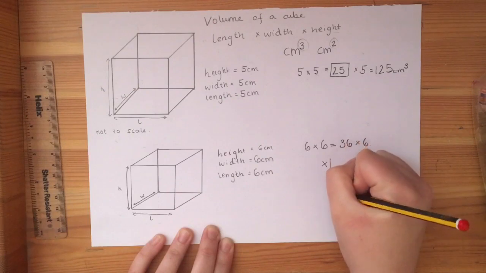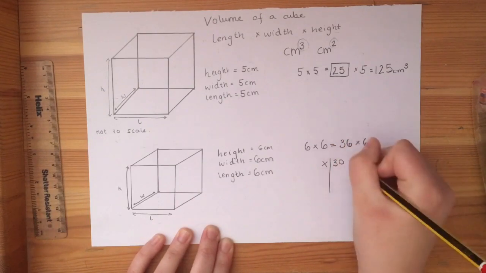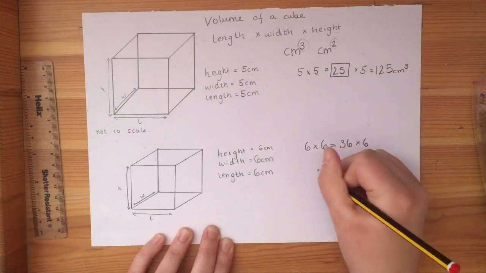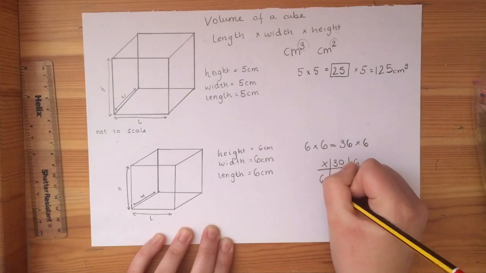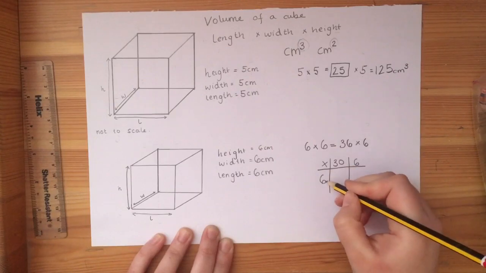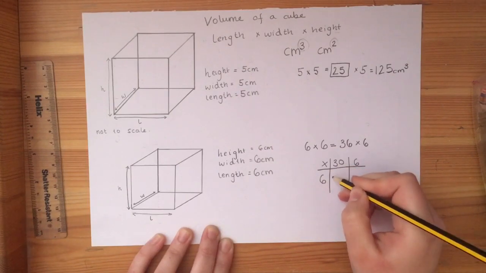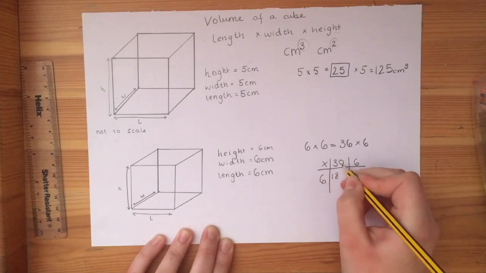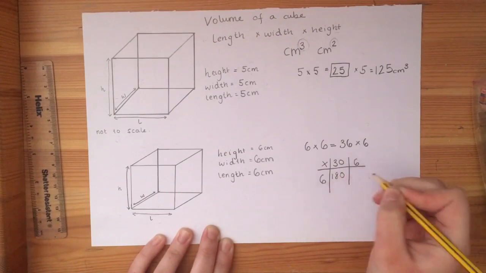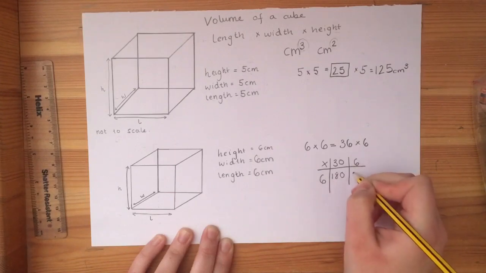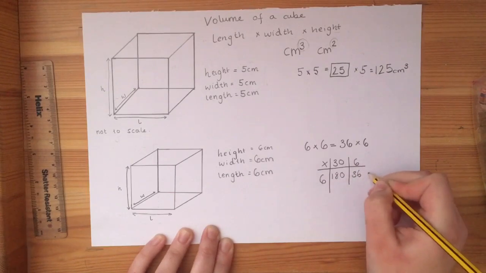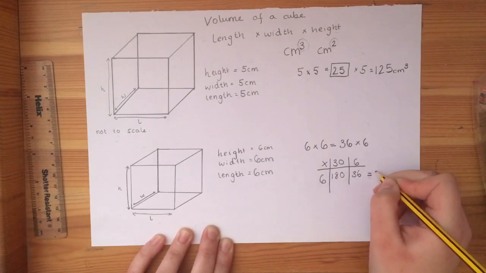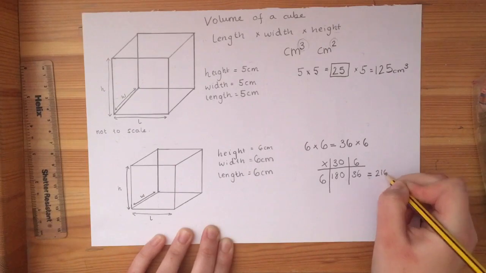So with a grid method, all I'm doing is splitting up my number into 30 and 6, putting my times here, and I'm timesing it by 6. So I know that 6 times 3 is 18. So I would write my 18 here, and then I'd add my 0 down. And I know that 6 sixes are 36. And then all I've got to do here is just add my numbers together. So 180 add 36 is 216.